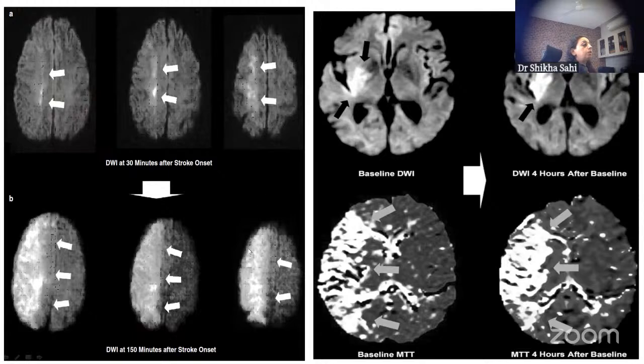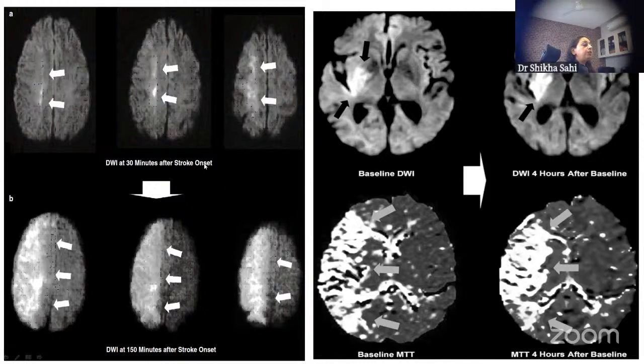So see, these are the scans of two patients. One patient had diffusion weighted imaging at 30 minutes, and after 150 minutes nearly the whole right hemisphere has completely infarcted. In this patient, there is this baseline infarction, and even after 4 hours, this infarcted area has remained the same. And this is the penumbral imaging. The penumbra was viable even after 4 hours.